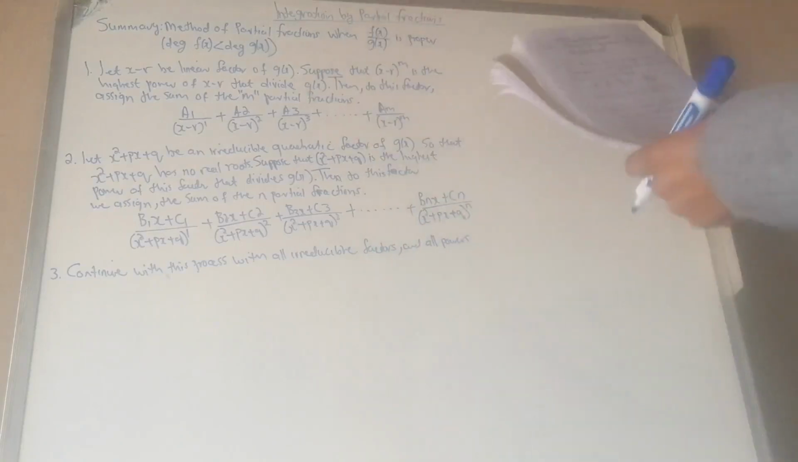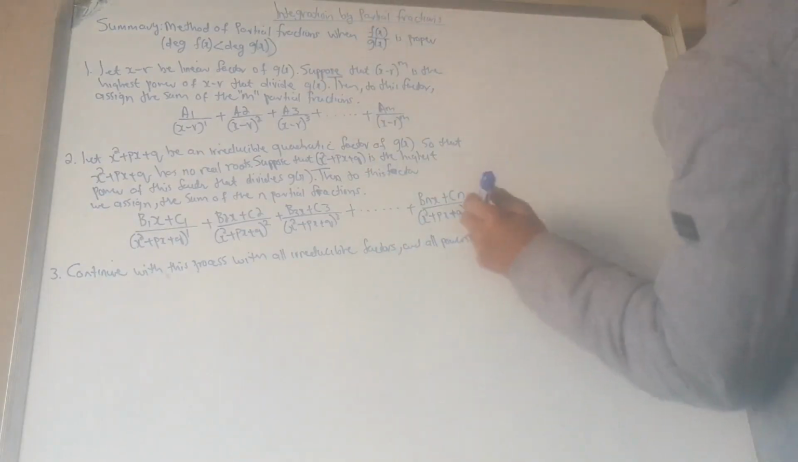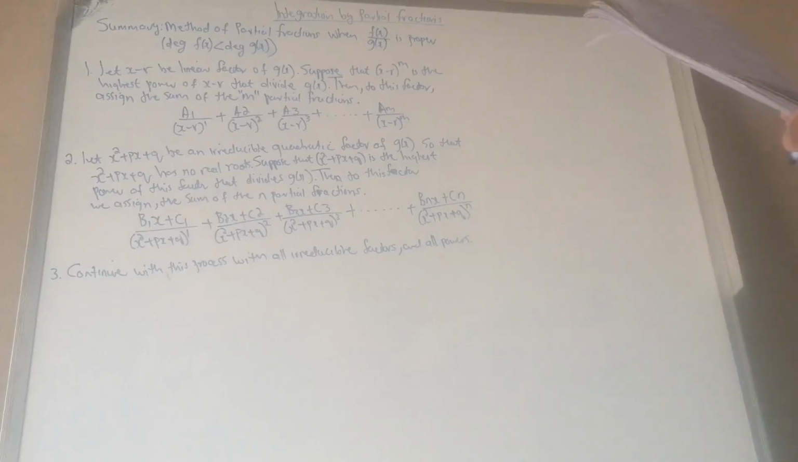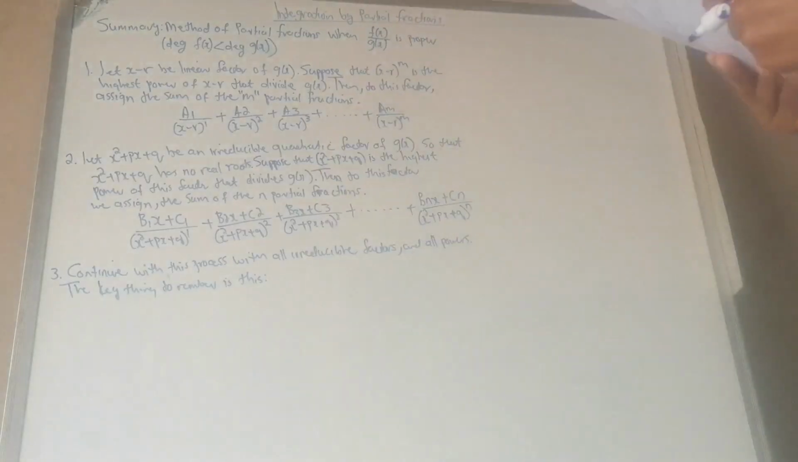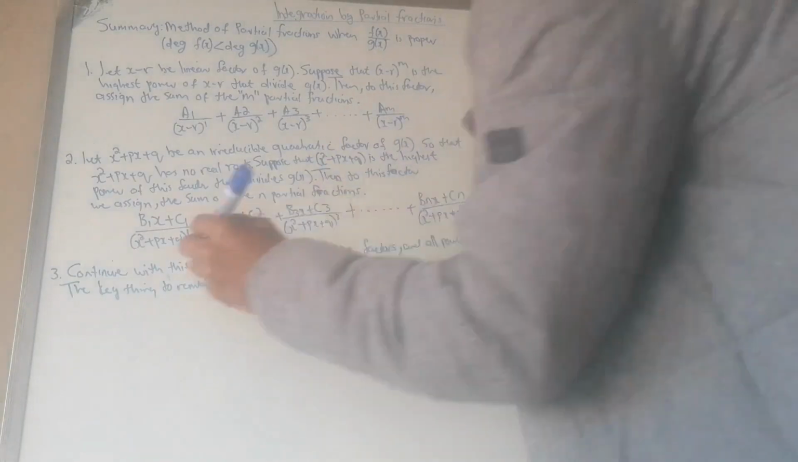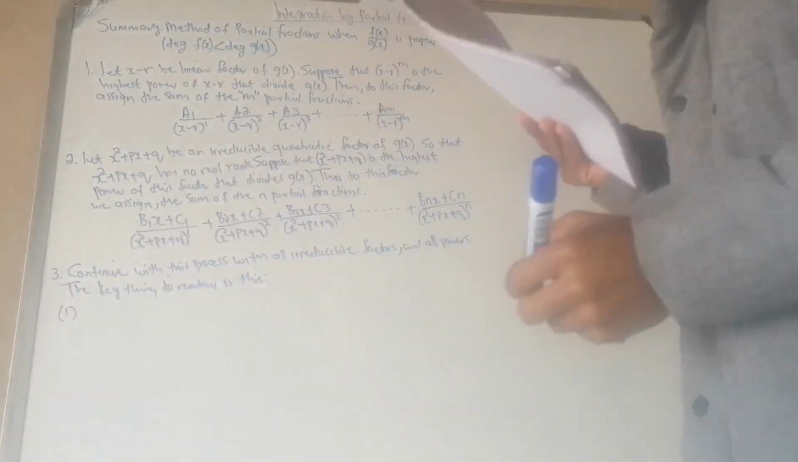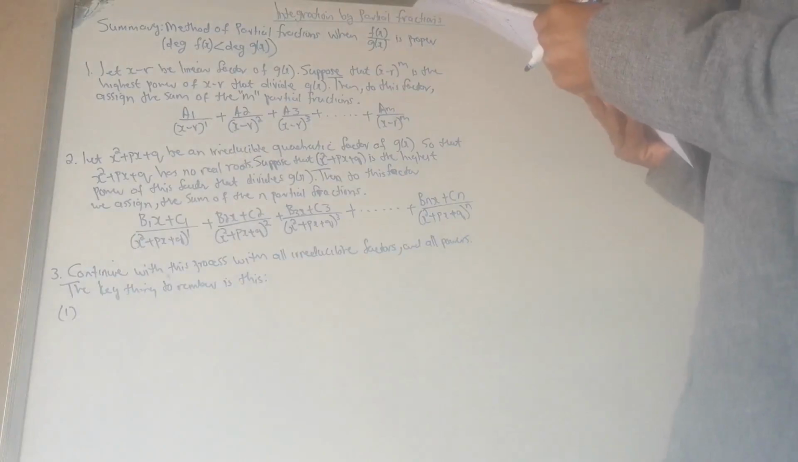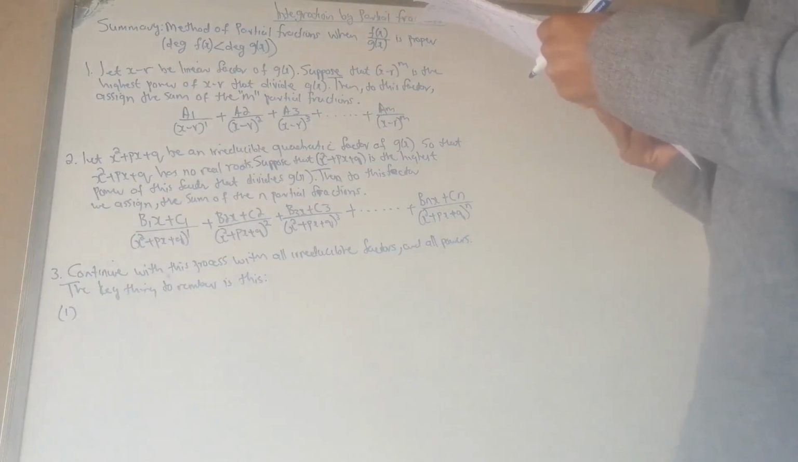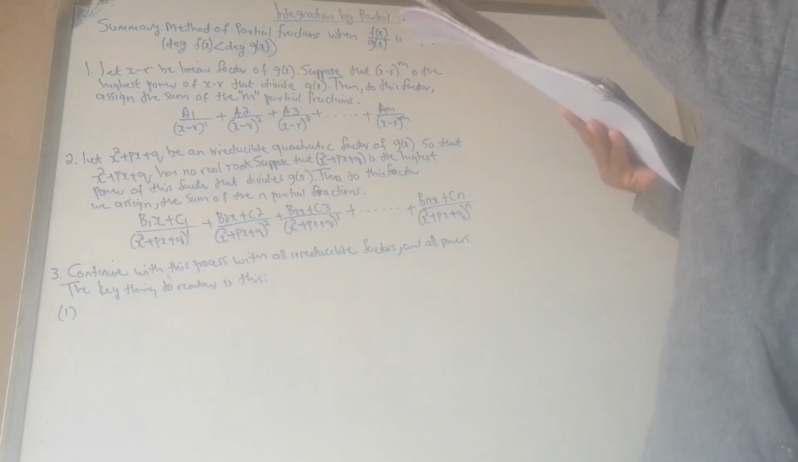The base and the exponent together being a power. Okay? Now, the key thing to remember is the following. The key things that we are to remember are, number one, that one fraction for each power of the irreducible factor that appears, this is very, very important.